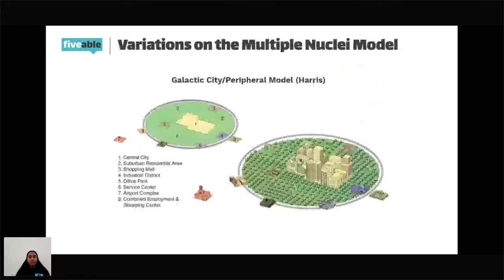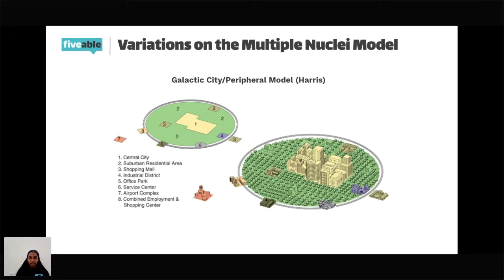So this is actually a variation on the multiple nuclei model. It's also known as the Galactic City or Peripheral model, developed by Harris. And it is characterized by an increasingly decentralized CBD with a lot of suburban migration. As we go back to the topic of decentralization, people don't want to live in the downtown with the really small apartments and pollution and all of that. So they start moving outwards to these edge cities and the suburbs, and they want nicer houses, more greenery. And the central city is surrounded by a ring road along which are these suburban areas.